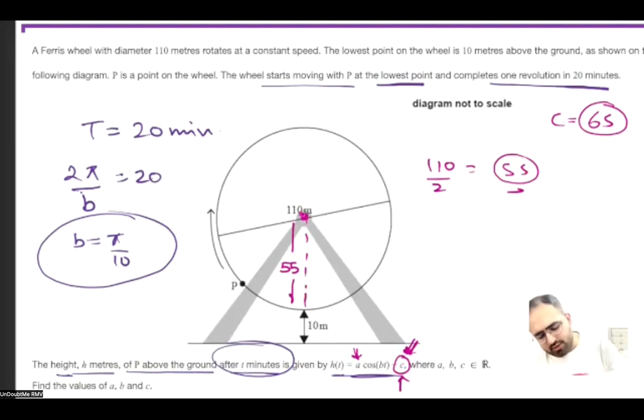Now the question is whether the value of amplitude, the A value, should be positive or negative. How do we come to any conclusion on that?